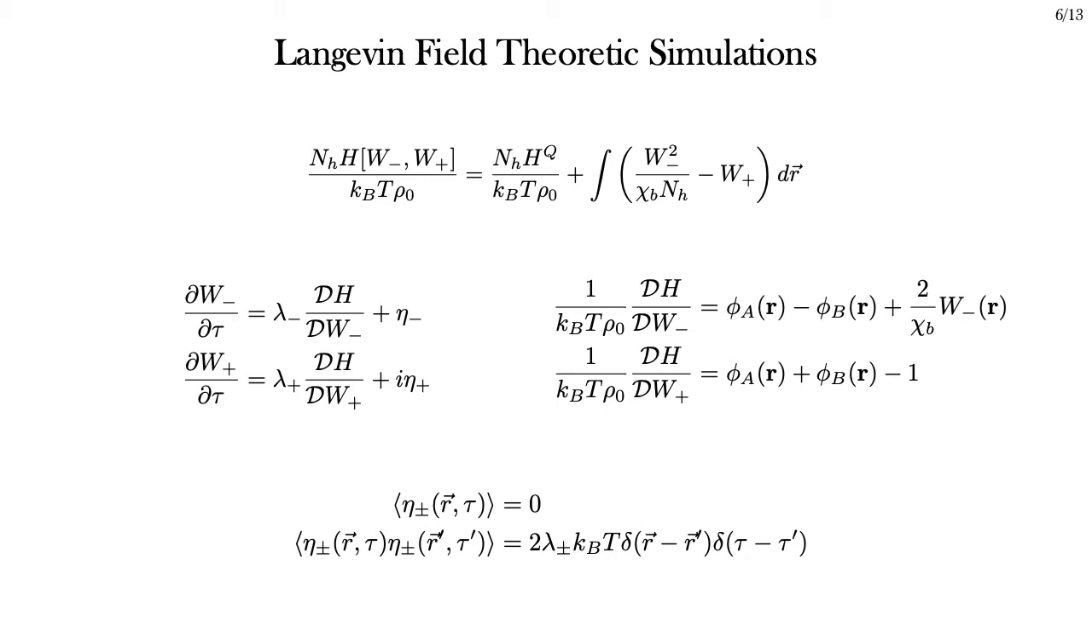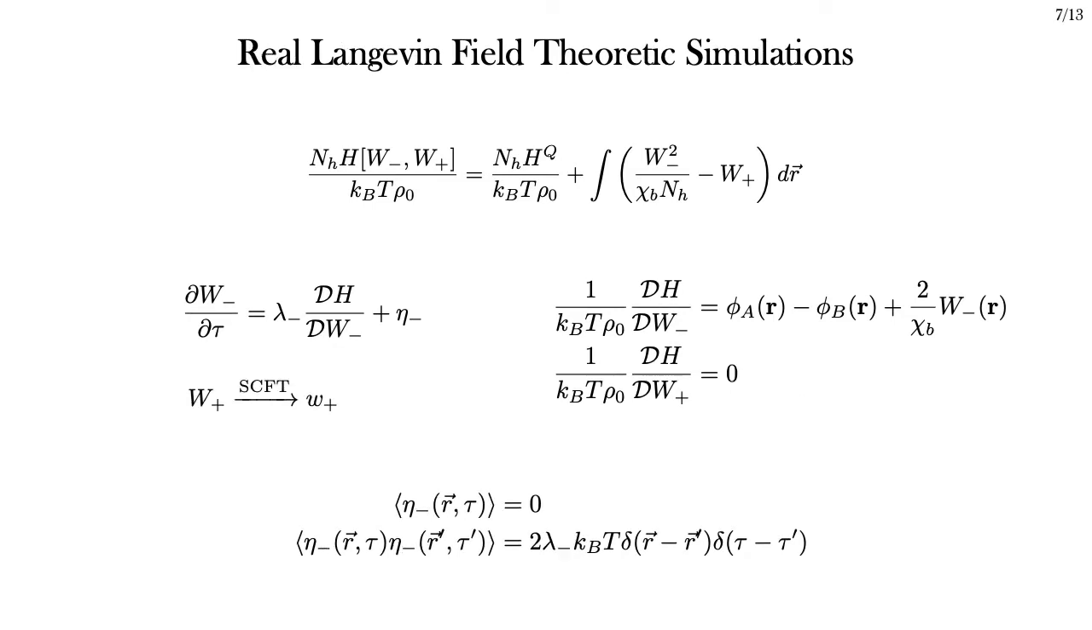We take a different approach in order to sidestep this issue. Instead of actually sampling W+, we can approximate it by its mean field value, and only sample the composition field W-. This approximation turns out to work well in a number of different scenarios, and this includes block copolymer simulations like ours. Now that I've set up these simulation techniques, I can show you some results.